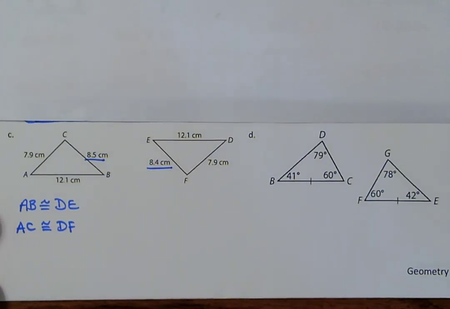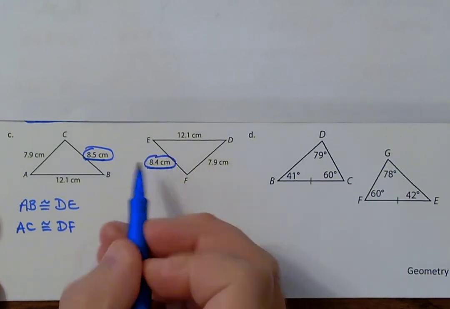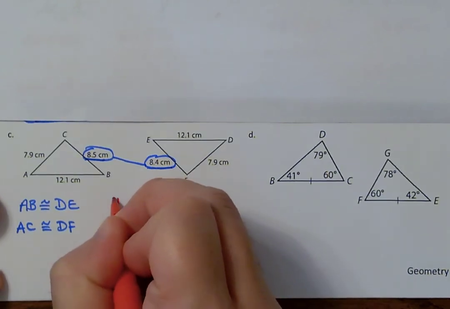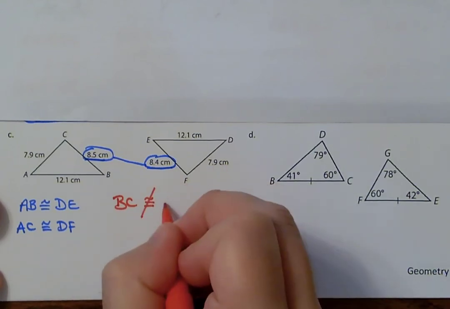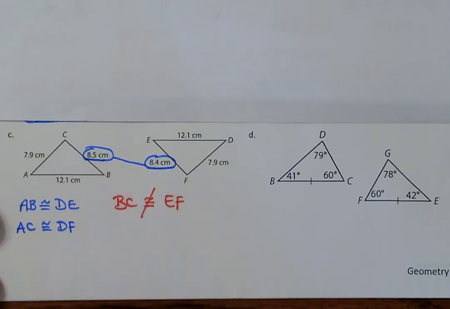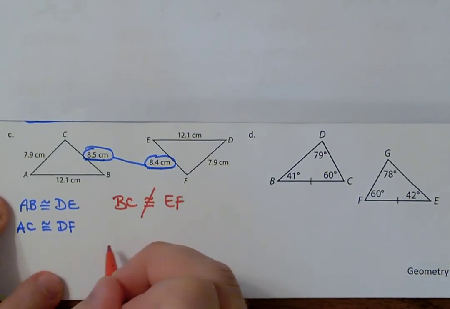Well, this is not a typo. This is what is actually the problem. Because I have 8.5 and 8.4, these would be the sides that need to correspond to each other. Last I checked, 8.5 does not equal 8.4. So I know that BC is not congruent to EF because 8.5 does not equal 8.4. So because I do not have all three sides that match, that means that these are not congruent.